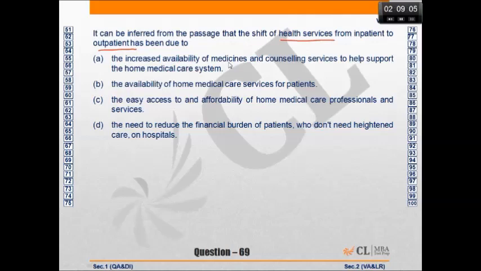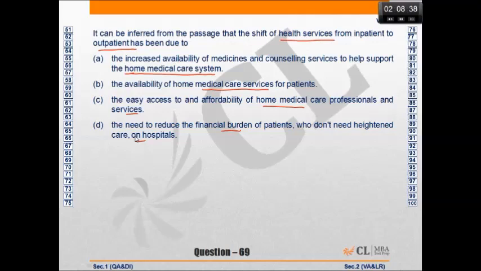Yeah. Increased availability of medicine and counseling services to support home medical care system. Did we mention home medical care system? I don't think so, but I'll still look at the last passage. Availability of home medical care services for patients. Okay. The easy access and affordability of home medical care professional and services. The need to reduce the financial burden of patients who don't need heightened care on hospitals.